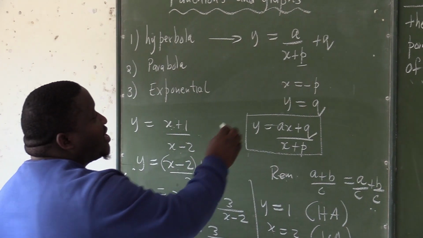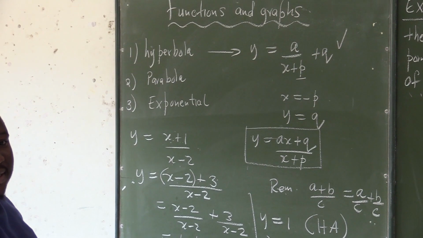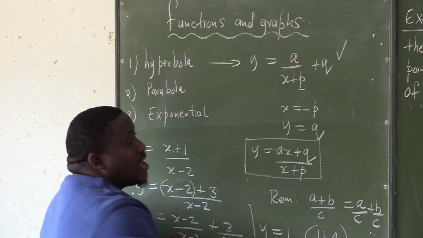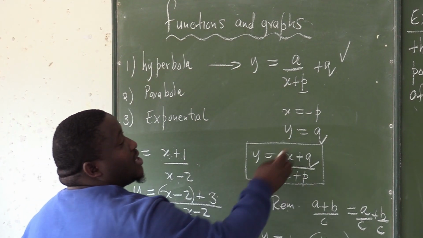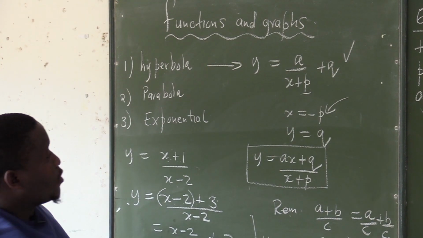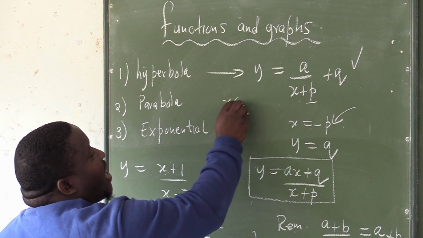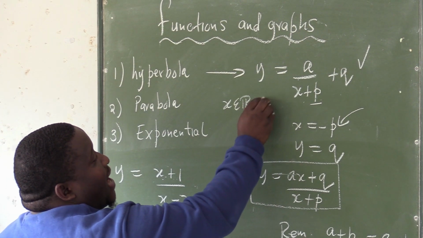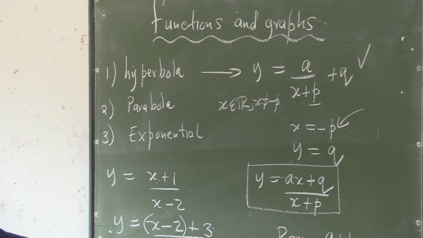The domain of this graph will say x is an element of real numbers, but x cannot be equal to a minus p. Why am I using a minus p if I'm given this graph in this form? Because the minus p is my vertical asymptote. It means when I say what is the domain of this graph, you're going to say x is an element of real numbers, but my x cannot be the vertical asymptote. In this case, it's a minus p.